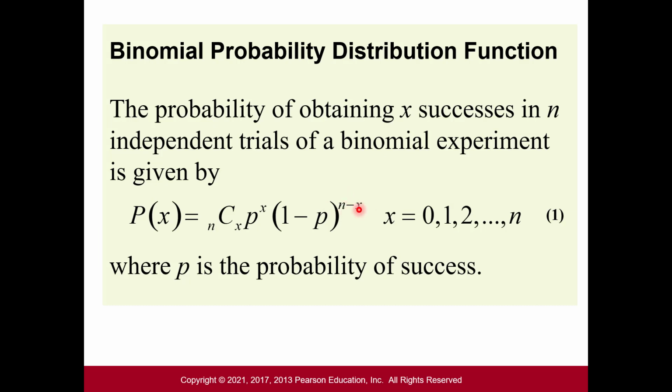Okay, and x has to go from all values from 0 to whatever n is. So this formula, again, gives you the probability of getting x successes out of your n trials. So if we wanted probability of 2 successes, like from our previous example, everywhere we had an x, we would put a 2, and then n would be replaced with how many trials we did.